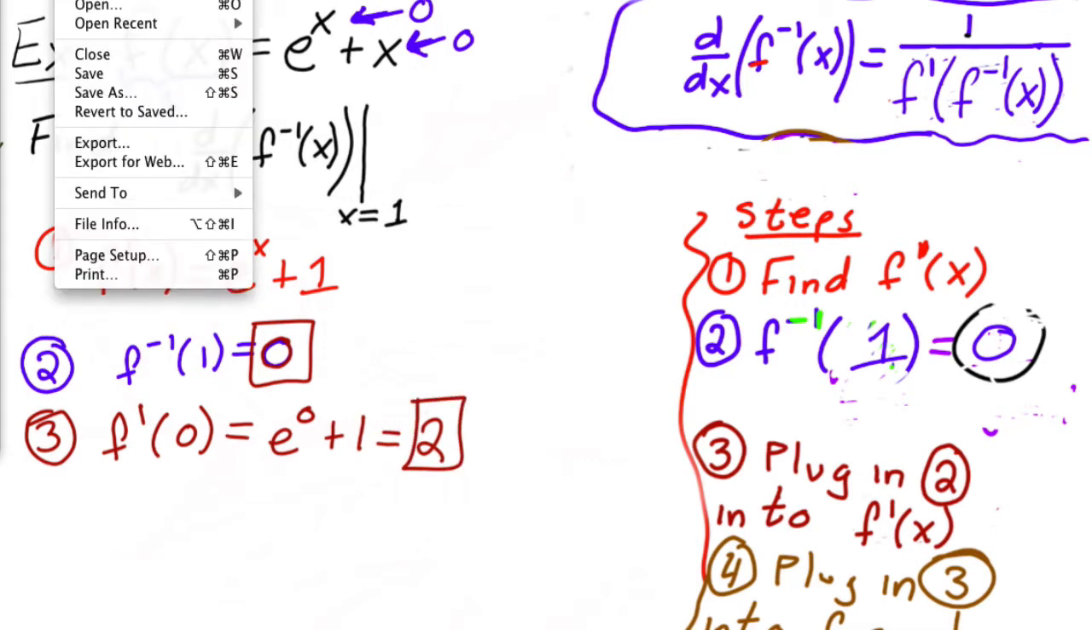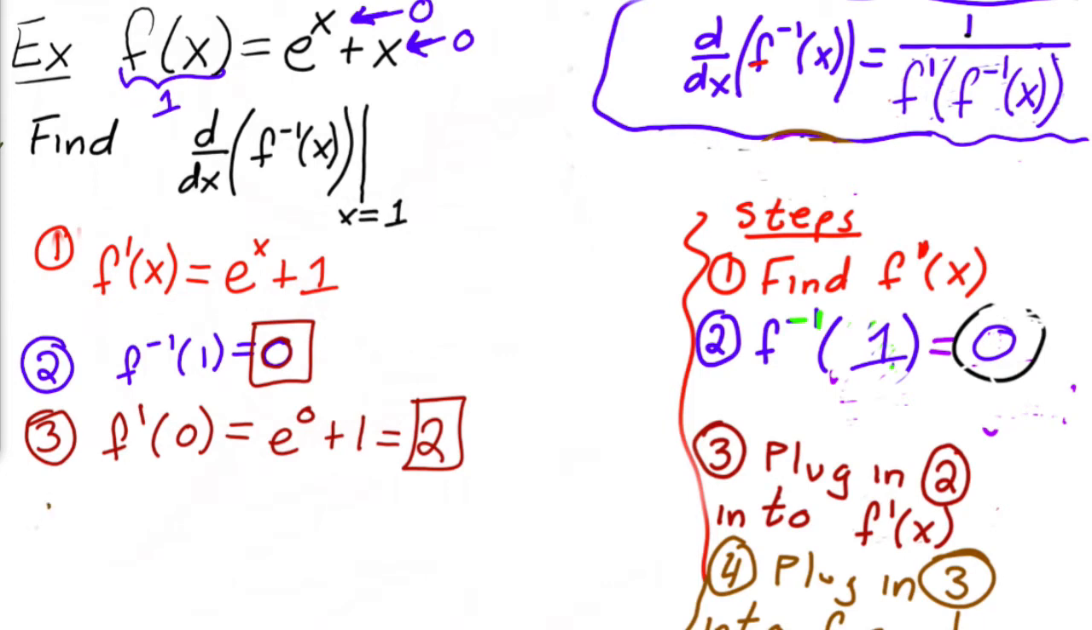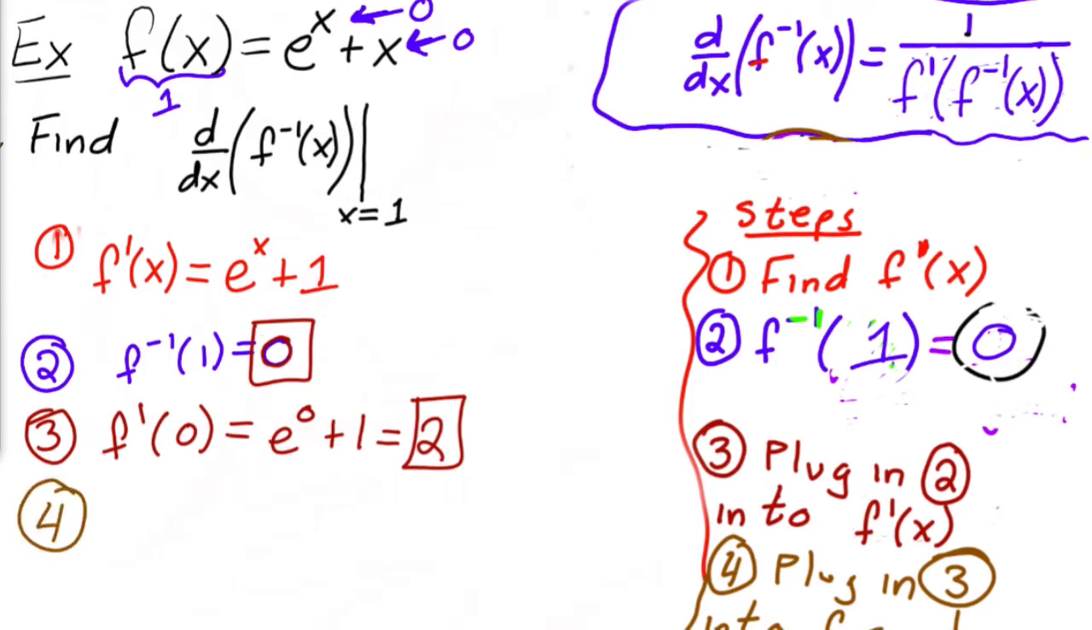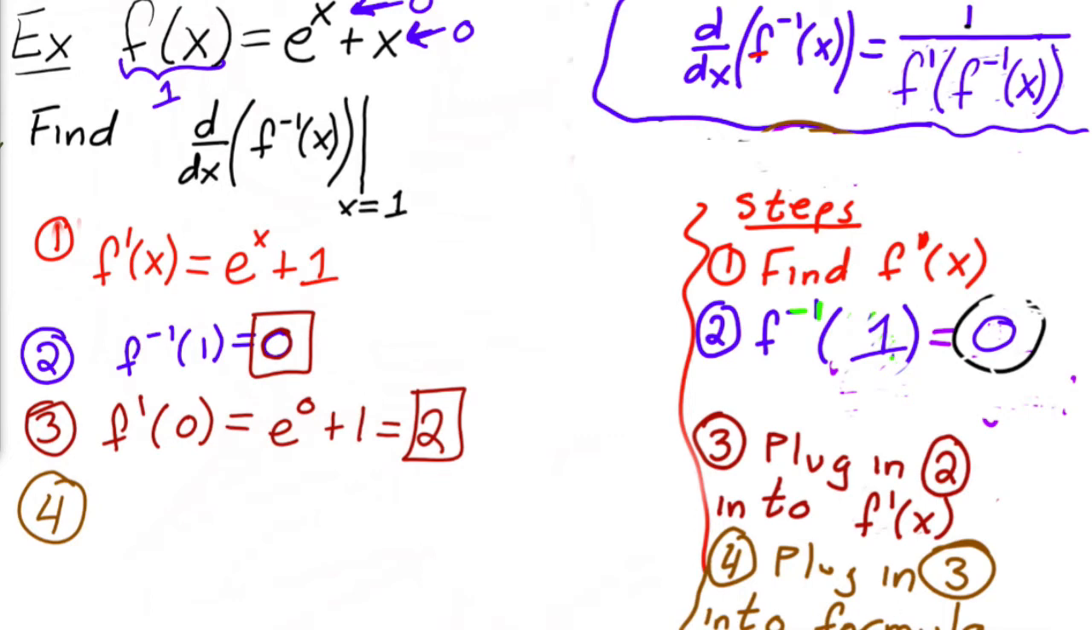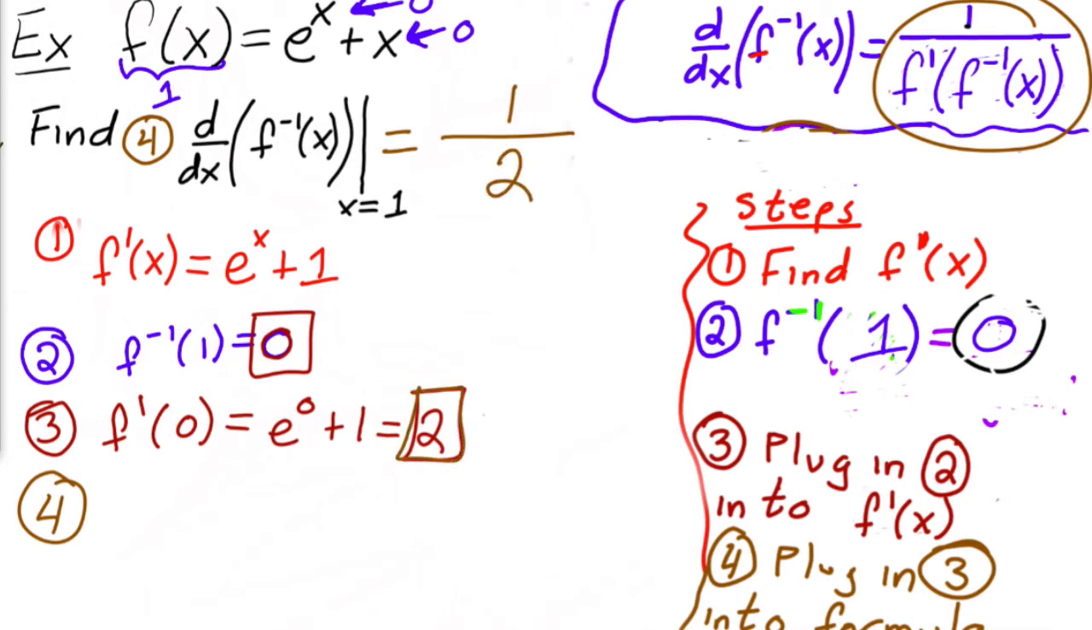Okay, and then step 4 is to plug in the number that we got from 3 into our formula. So the formula is this guy right here. So basically what we have is the derivative. So I'll just put right here, step 4. The derivative of the inverse function of x evaluated at 1 is going to be 1 over 2. Because this guy right here corresponds to f prime at f inverse of x. And so that's it. We're done.